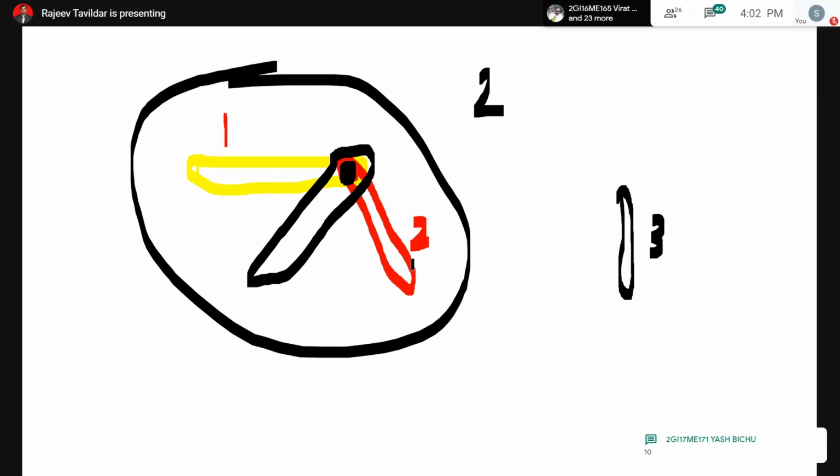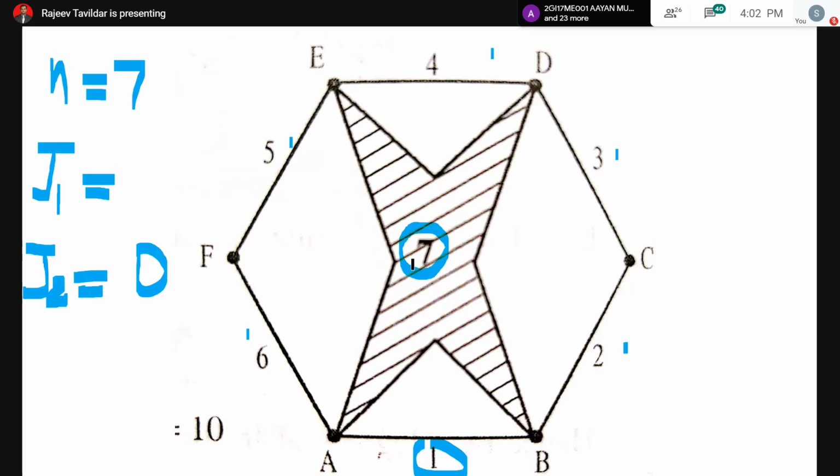And if there are only 2 links, I'll be requiring 1 joint. So number of links minus 1 will be equal to number of joints for that. What we are seeing here is a similar example. Look at the example of point E over here.